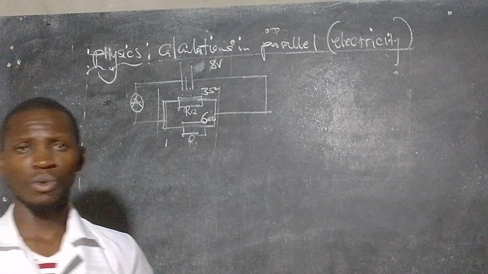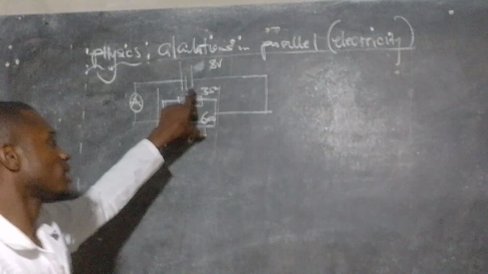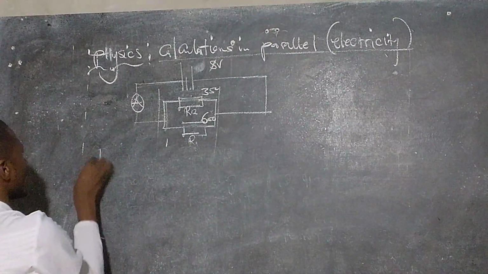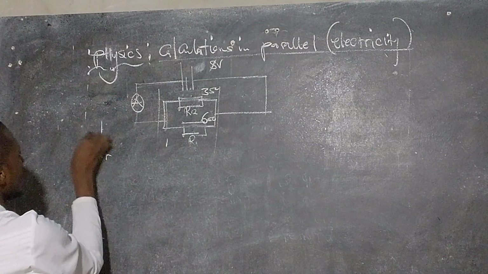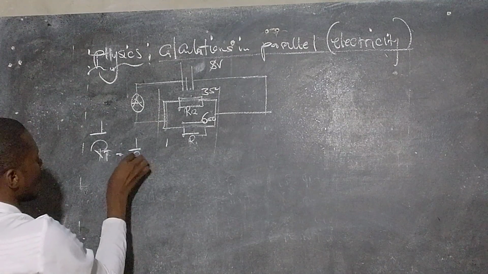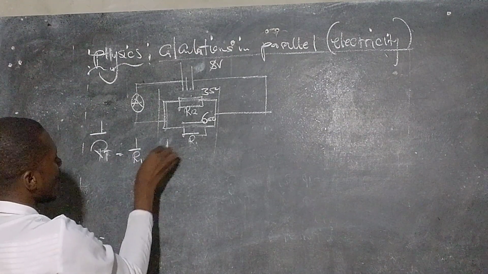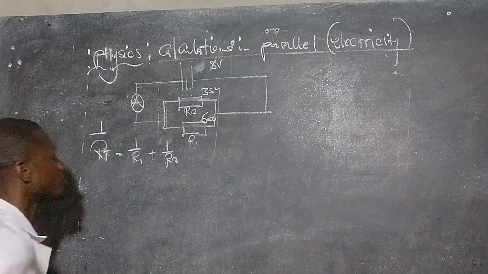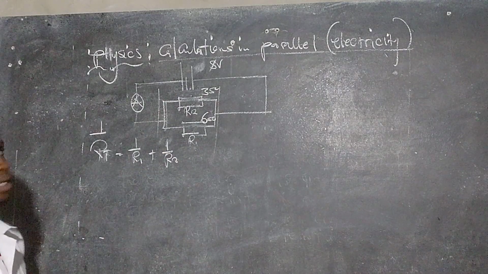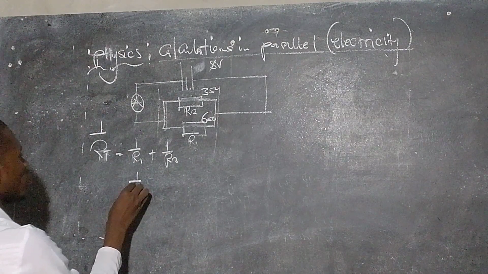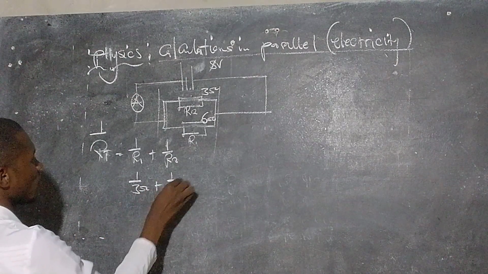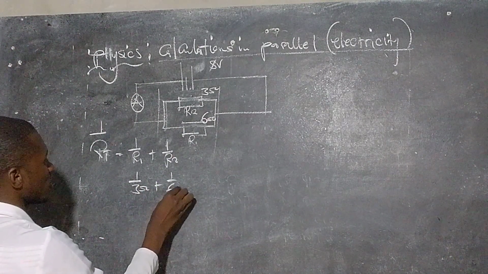Then the first question is, we need to calculate the total resistance. So total resistance is given by this formula, 1 over RT is equal to 1 over R1 plus 1 over R2. We have these two because we have 2 resistors. Therefore, you can say 1 over 3 ohms plus 1 over 6 ohms.